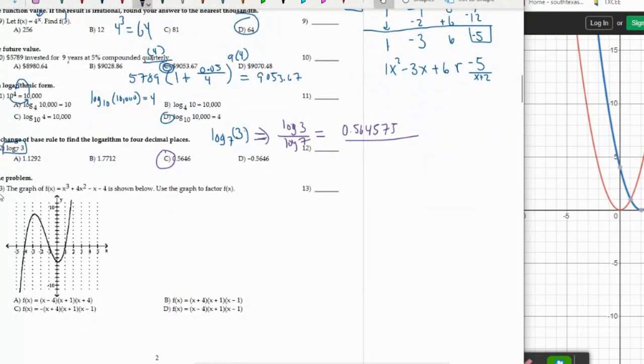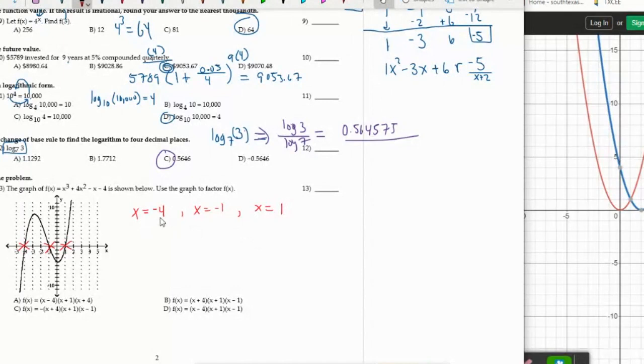Use the graph to factor f. Okay, so they already give us a graph to find our factors. Our factors are wherever it crosses the x. It crosses right here, right here, and right here. So we have x equals -4, x equals -1, and x equals 1.